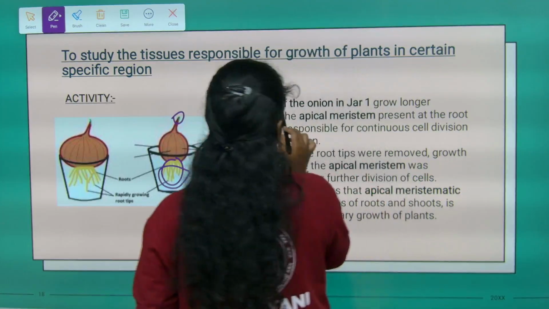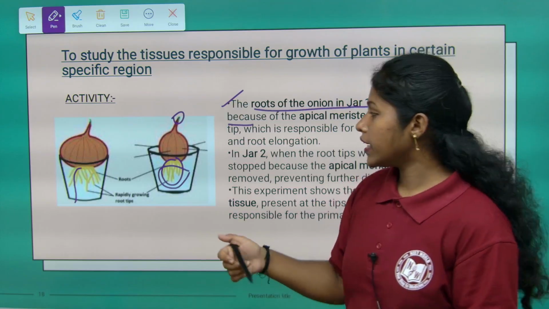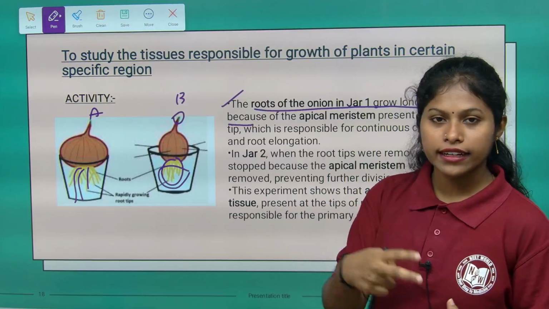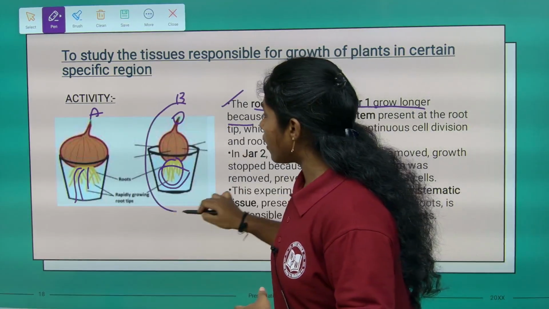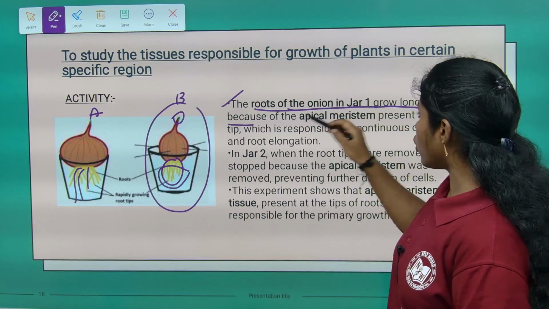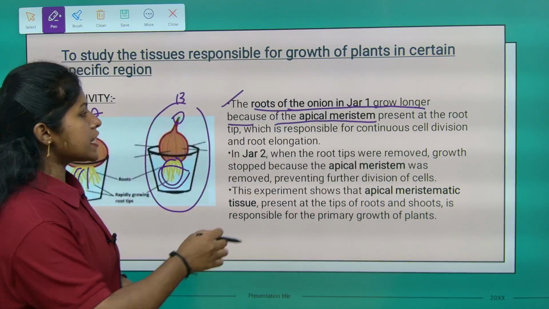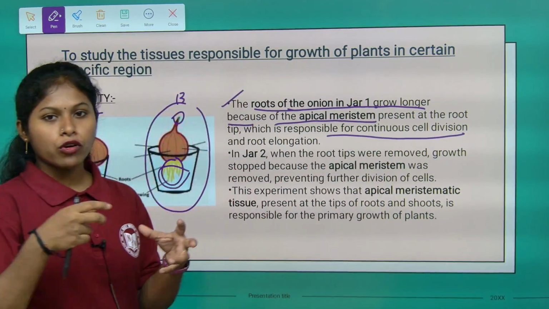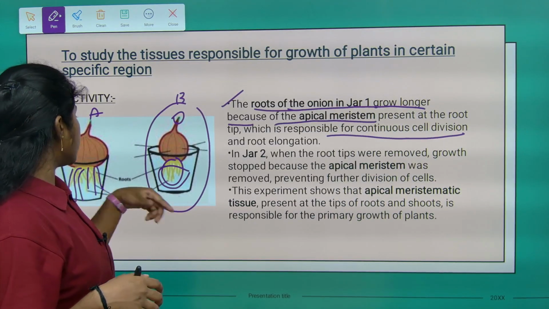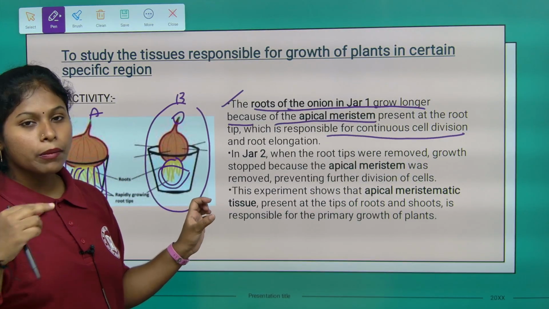See what I observed. The roots of onion jar 1 grew longer. Here I did not cut these roots. In glass A they became longer because I did not cut those roots. I cut the roots in glass B. The roots of the onion jar 1 grow longer because of the apical meristem. The apical meristem is present at the root tip, which is responsible for continuous cell division. That is why in A there are long roots. In B also there would be, but I cut those roots and removed the meristematic tissues right there.